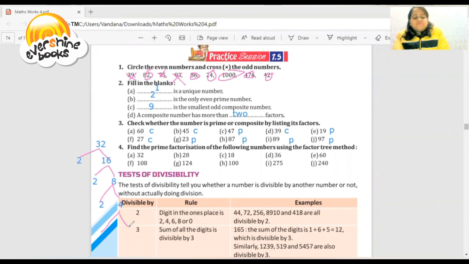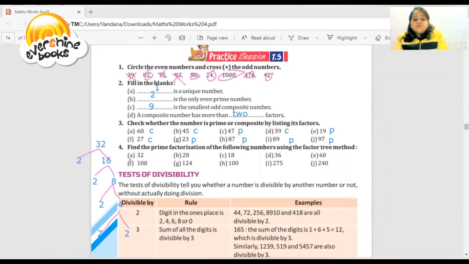Now you all have done this factorization tree by using the factor tree method. Right here, 2 multiplied by 2. You all have done this factorization. So 2 multiplied by 2 multiplied by 2 multiplied by 2, you will get the answer 32. Okay, so find the prime factorization.